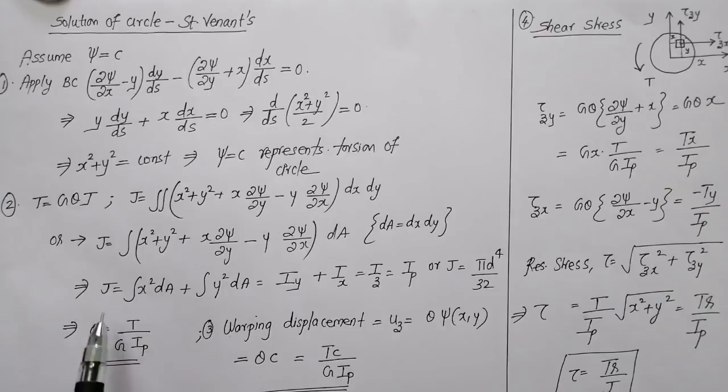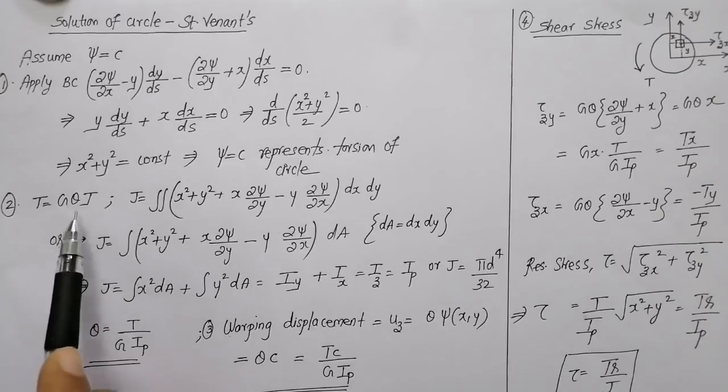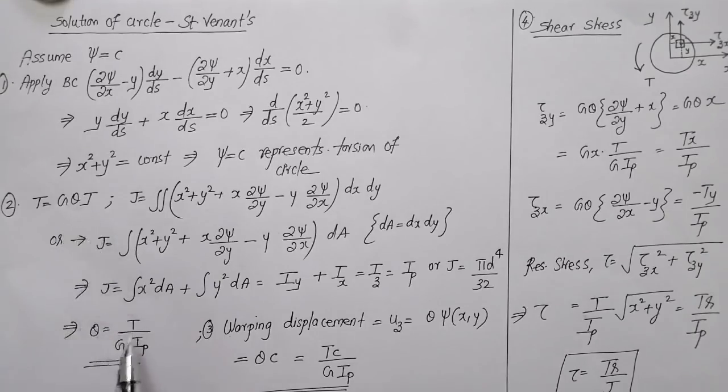Now you are asked what is the torsional rigidity. Torsional rigidity is equal to G into J. J you have obtained as pi d raised to 4 by 32. So torsional rigidity is equal to G into pi d raised to 4 by 32. Now the next question is to find the angle of twist per unit length. From this equation T is equal to G theta J, theta is equal to T by GJ. Instead of J I have written T by GIp, so you can replace Ip as pi d raised to 4 by 32 and simplify this equation.